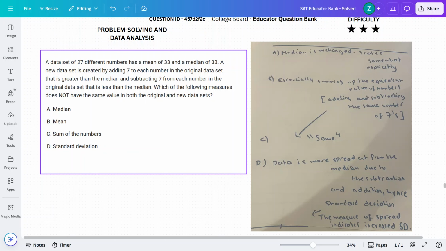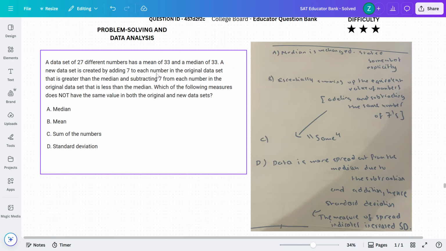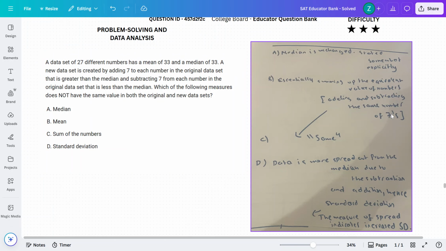Now B says the mean. Here we're essentially summing up the values. Because the median is the middle of the data set, the amount of numbers to the left and the amount of numbers to the right of the median are equal. Therefore, we subtract the same amount of sevens as we add. The additions of sevens are equal to the subtractions of 7. Therefore, the mean is also completely unaltered, since we're adding and subtracting the same number of sevens.